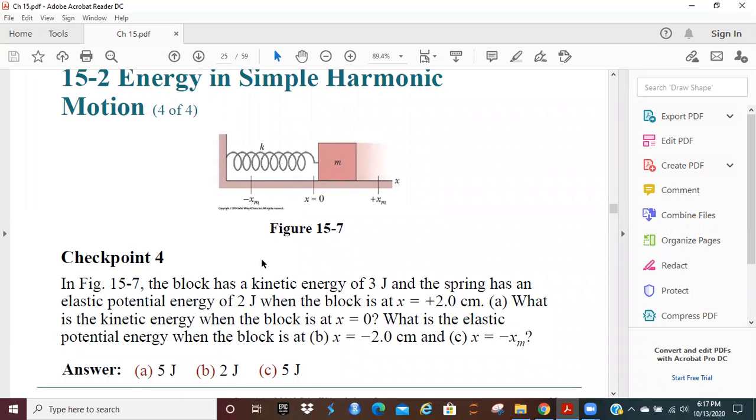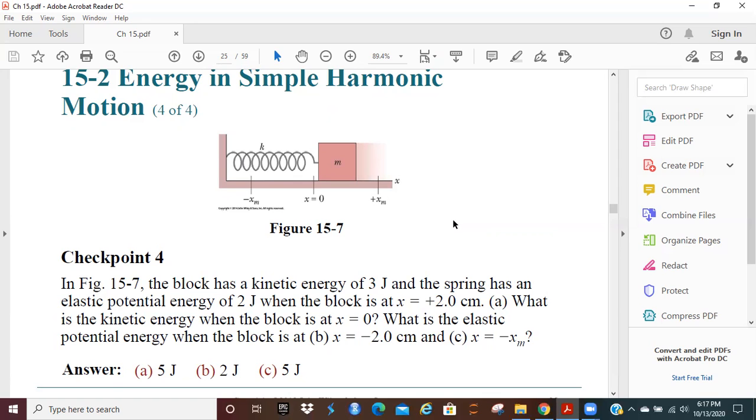So in this figure, the block has a kinetic energy of 3 joules, and the spring has an elastic potential energy of 2 joules when the block is at x is equal to 2 cm. So what is the kinetic energy when the block is at 0? When the block is at 0, all of the energy is going to be kinetic. So whatever potential energy was there is going to be added to the kinetic energy, and so you're going to have 5 joules at x is equal to 0.